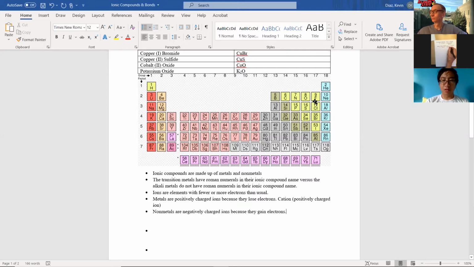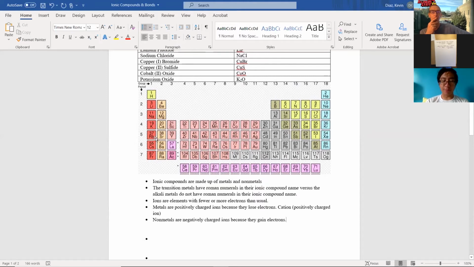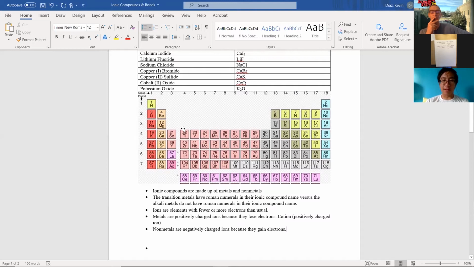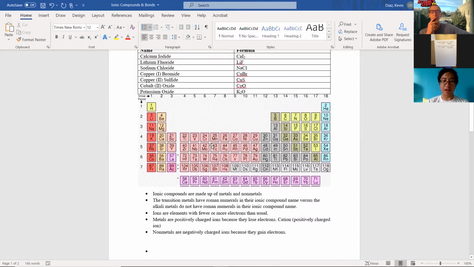And it's a lot harder for them to get rid of their valence electrons. So they'd rather just gain 1 or 2 electrons to fill up their octet and be in a more stable position than having 7 or 6 electrons. That's why they like to gain electrons. And since the metals lose electrons and the nonmetals gain electrons, that's why it all works out when they bond together to make ionic compounds.